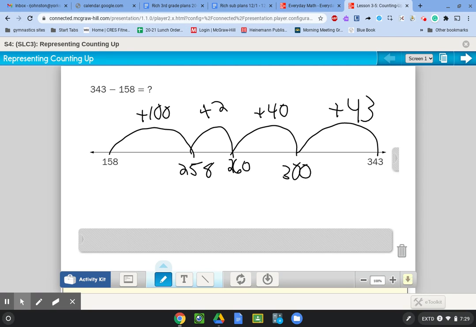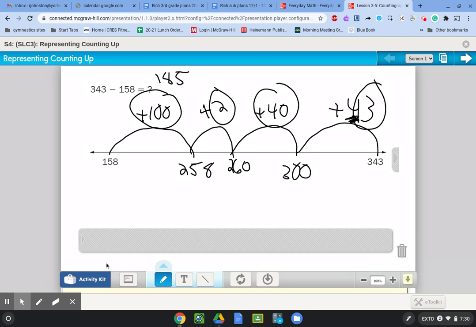Now, I'm going to add my easy numbers first, my 100 and my 40. So that's 140. Now I'm going to add my other 40 right here. 140 plus 40 is 180. I'm going to add this 3, 183. This 2 makes it 185. So 185 is the difference between 343 and 158. So in other words, 343 minus 158 equals, what did I say it was? 185. And then we got that by using an open number line and the counting up strategy.